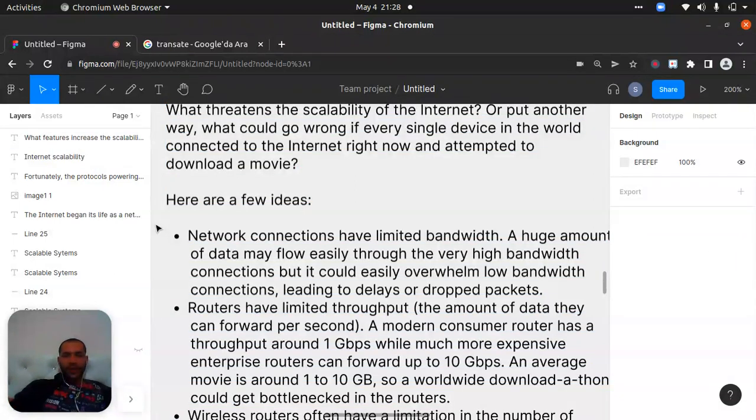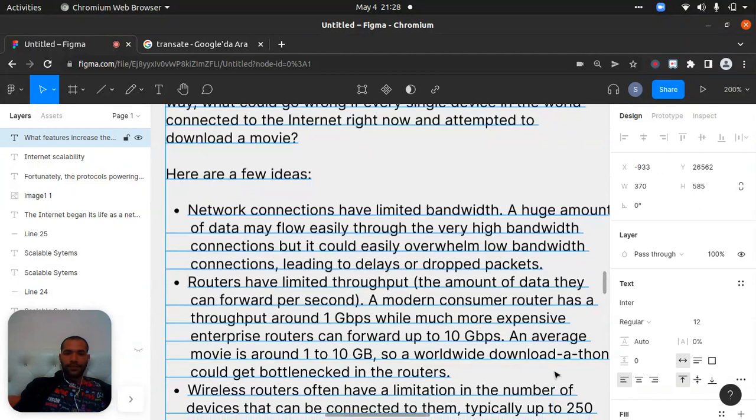Routers have limited throughput, the amount of data they can forward per second. A modern consumer router has a throughput around 1 gigabyte per second, while much more expensive enterprise routers can forward up to 10 gigabytes per second. An average movie is around 1 to 10 gigabytes, so worldwide downloads could get bottlenecked in the routers. This is another scenario.